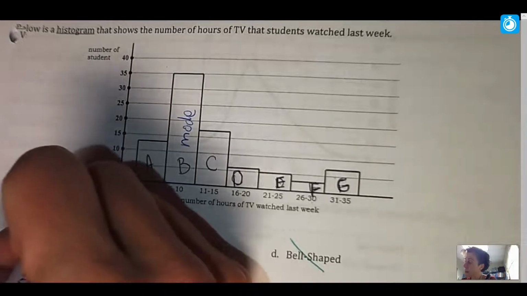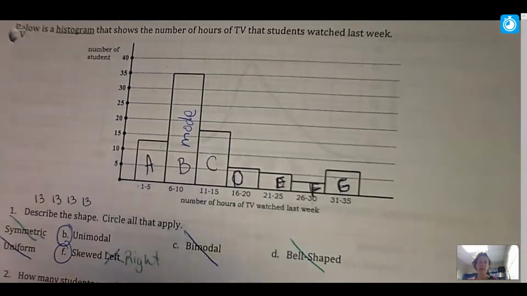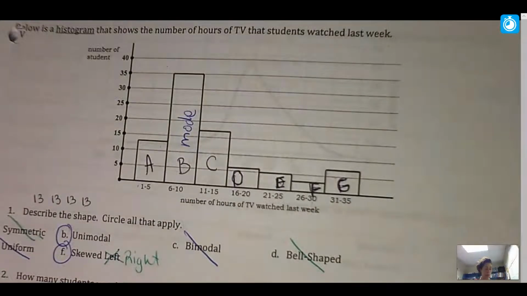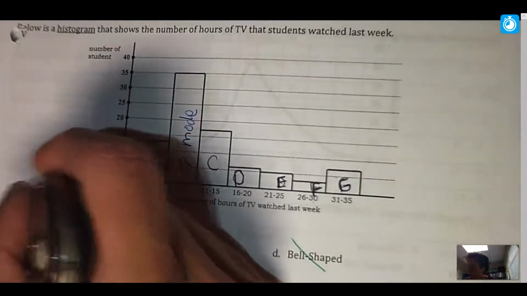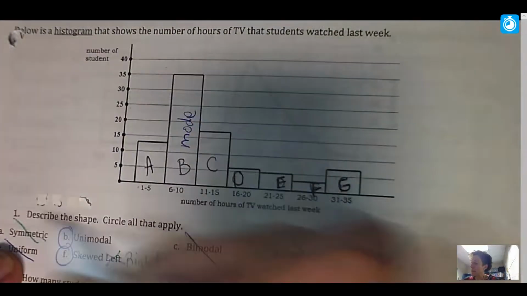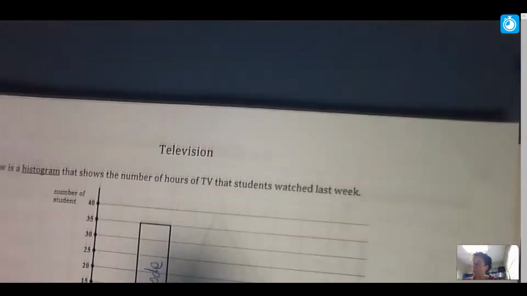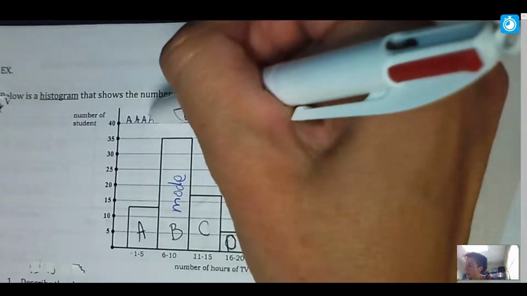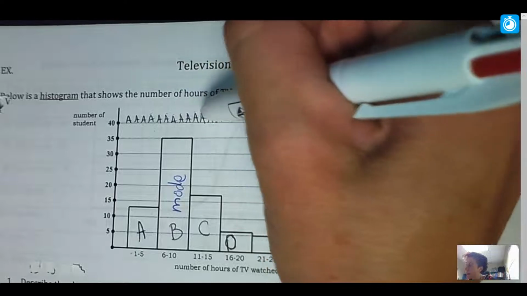Sorry, I'm really messing up. I meant to be writing A's and I'm writing 13. Yeah, hold on. Sorry. Let me pause this. Okay, so I mean to be writing A about 13 times. So let's put it up here. 1, 2, 3, 4, 5, 6, 7, 8, 9, 10, 11, 12, 13. I think I got 13.